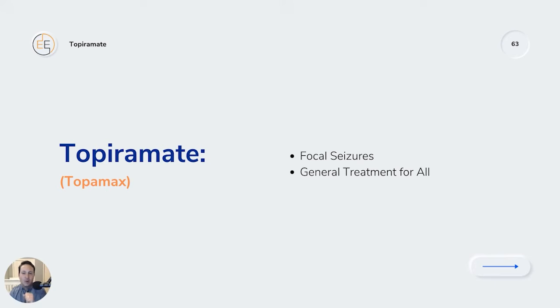All right, topiramate, brand name Topamax, is the fourth broad spectrum ASM we're going to cover today. Topiramate is useful for controlling focal seizures with or without secondary generalization. Furthermore, topiramate is often administered to treat all other seizure types as well.